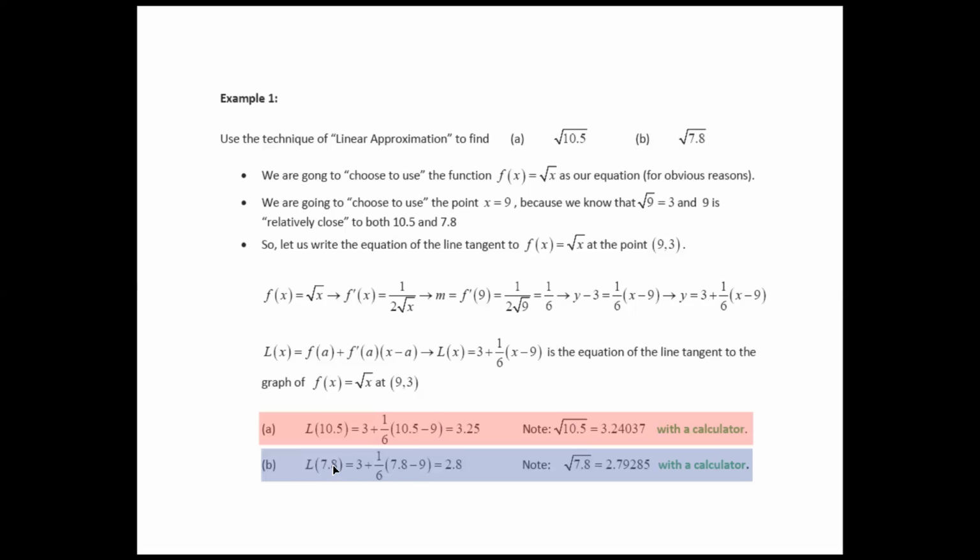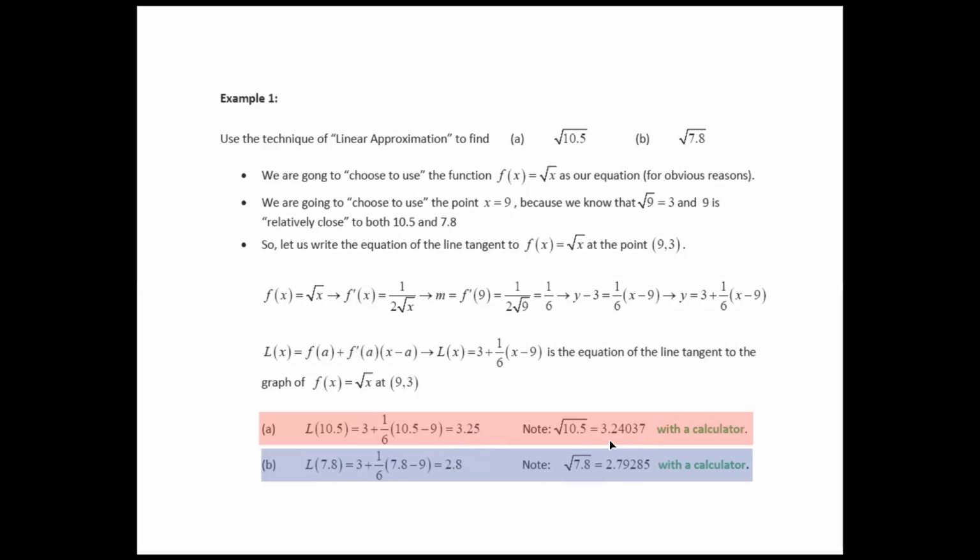So what we're going to do is do that. We're not going to rework this problem. We're simply going to put 7.8 in, and we do the arithmetic, and we get 2.8. And if we use a calculator, look what we get. So this, our close answer, our approximation, is very close to the exact answer.